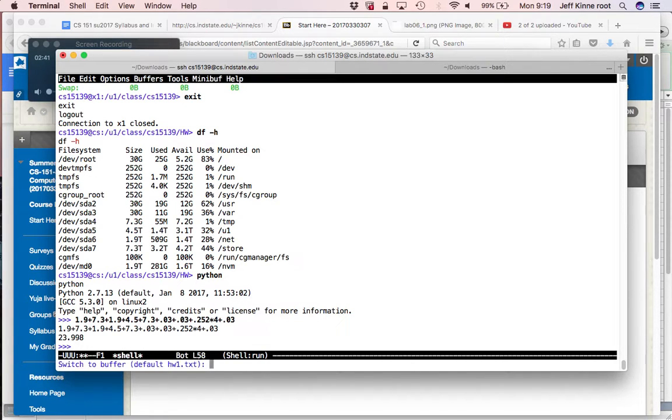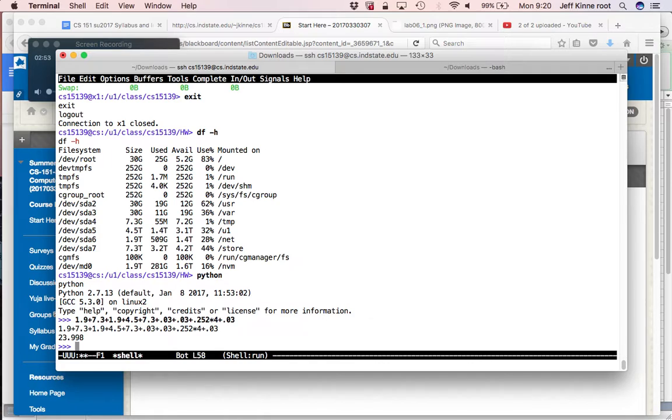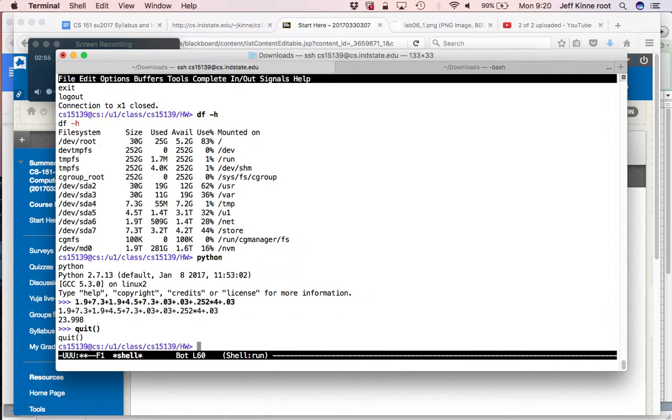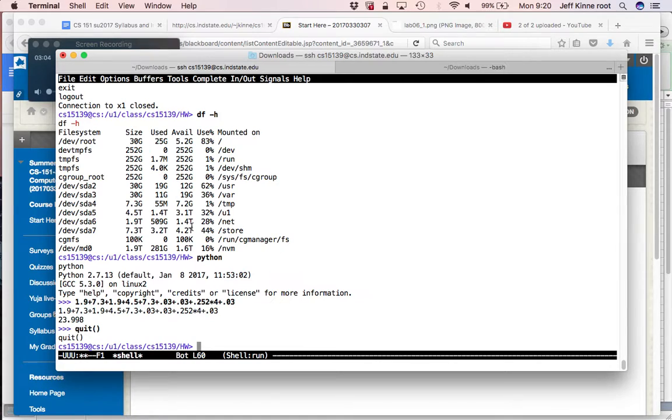That's a different answer than I got earlier. So right now it's saying 24 terabytes. When I did this earlier I had gotten basically 17 terabytes. Okay, so people that got 24, if you want to have me give you a point back, I can. That depends on, there's some new drives that our systems administrator was, oh wait, that was a mistake.